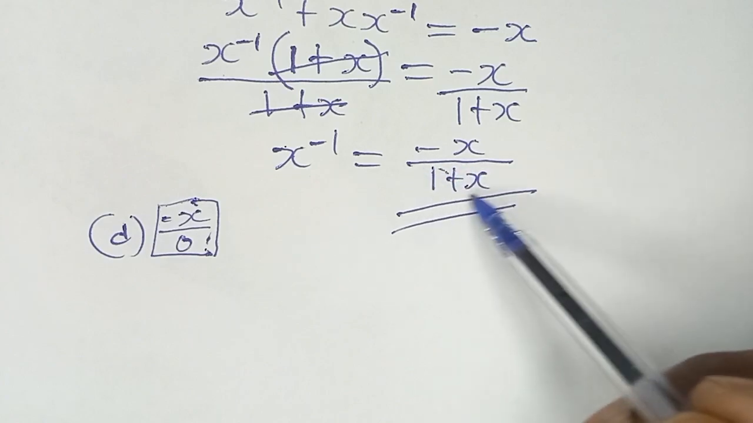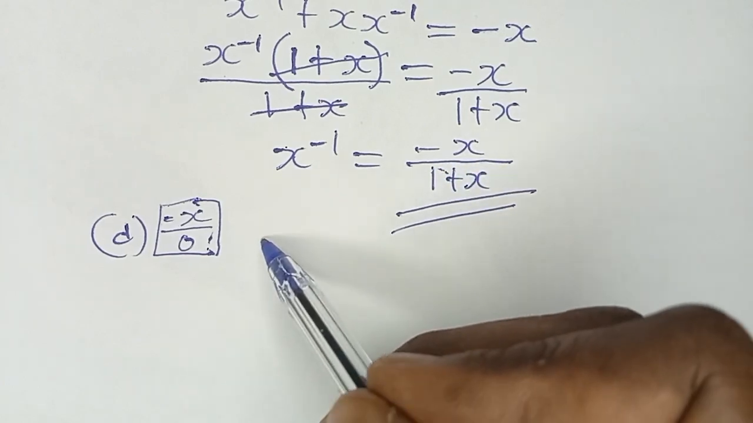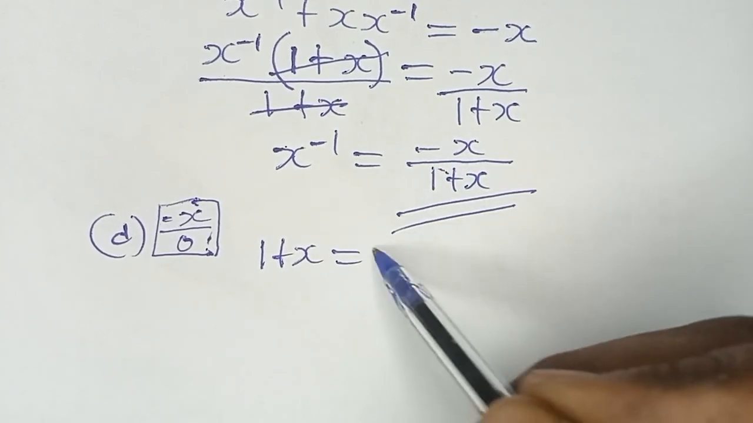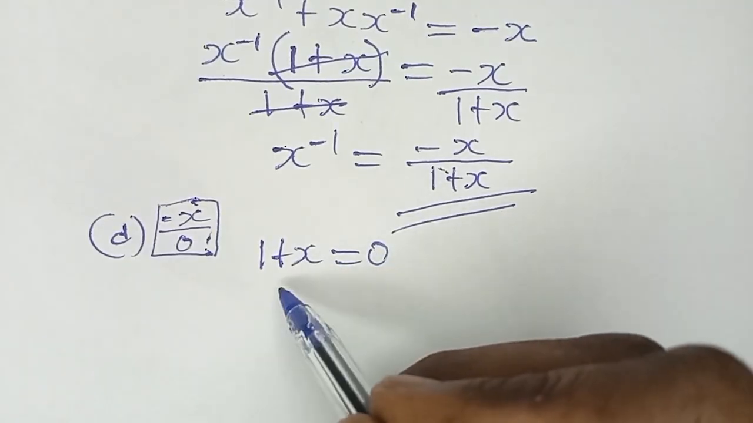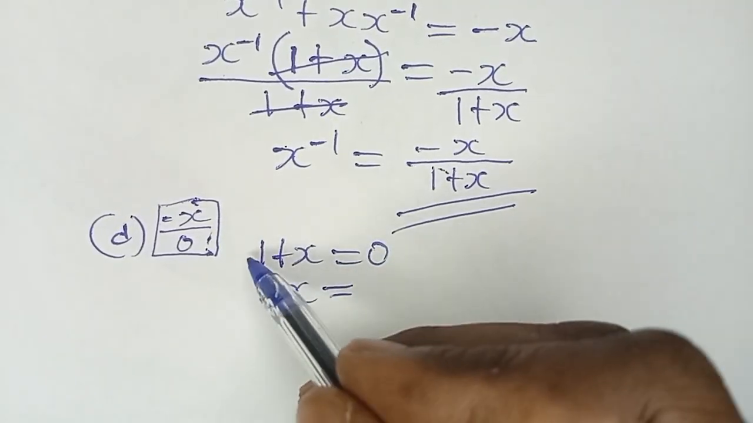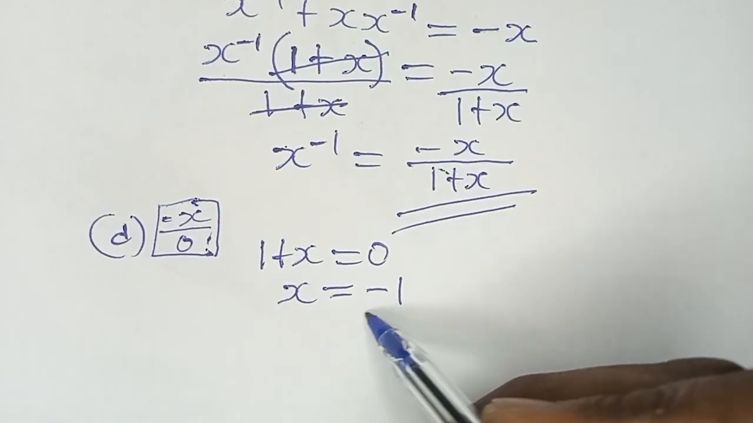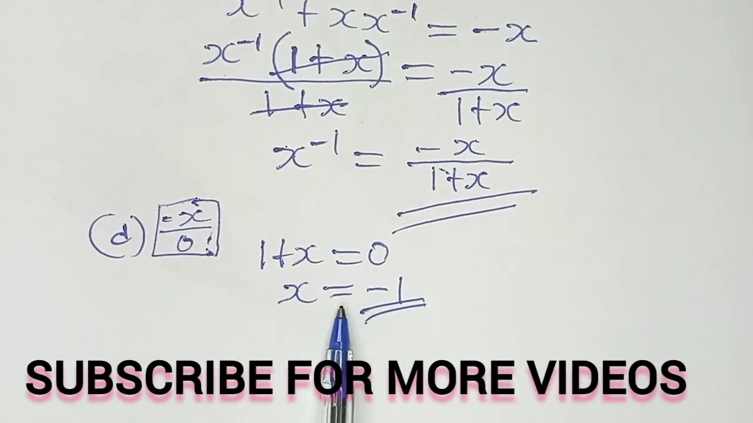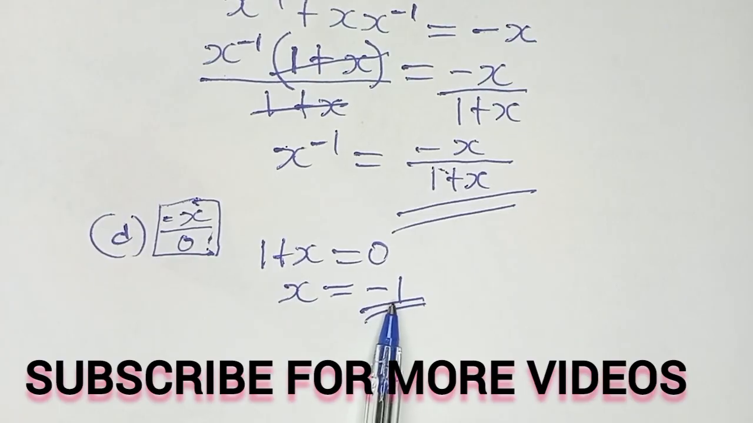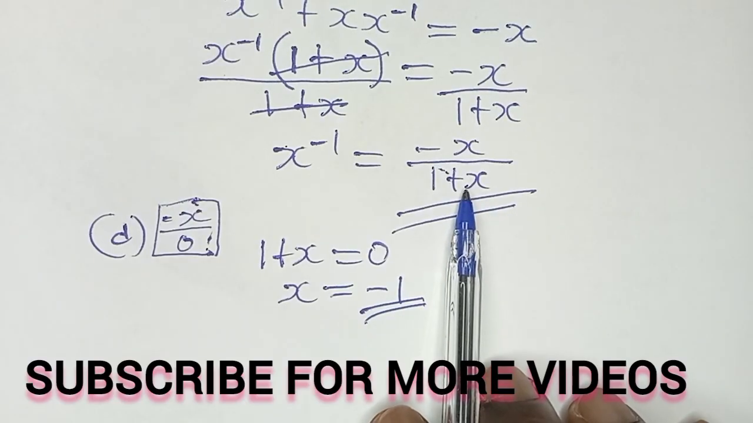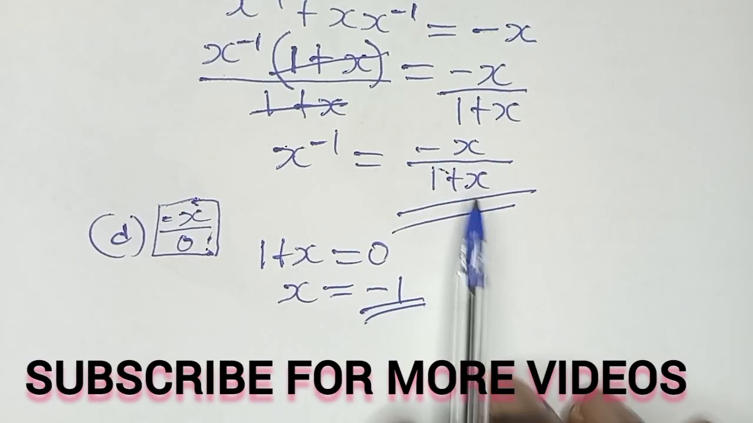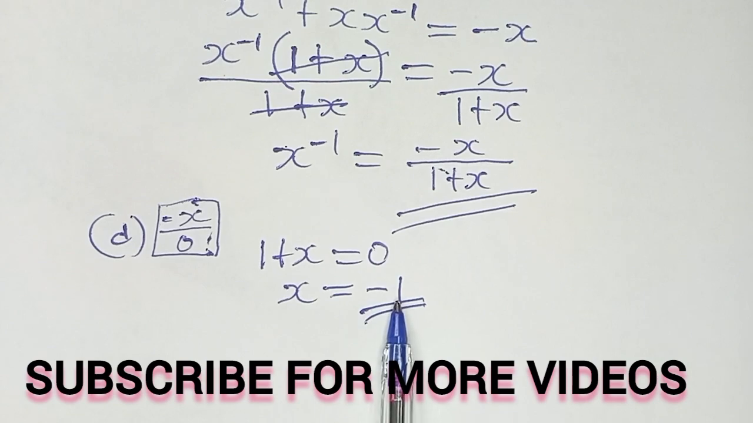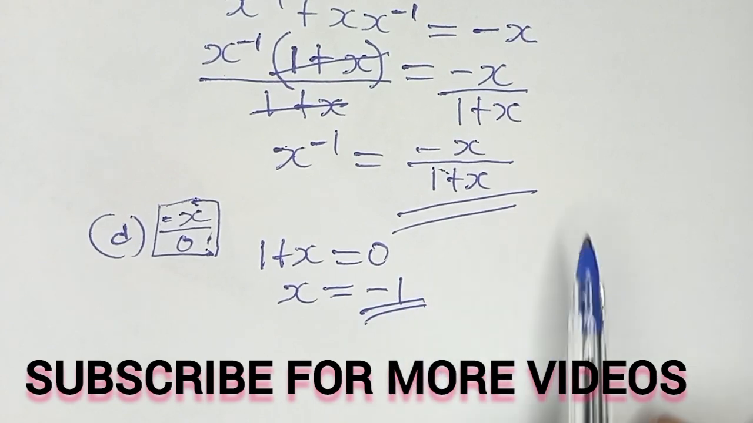So in order to do that, just simply equate the denominator to 0. So I simply say 1 plus x is equal to 0. And from there, x will be equal to, when this positive 1 goes to that side, it becomes negative 1. So the element that has no inverse is negative 1, when x is negative 1. So this negative 1 has no inverse, because definitely it will make this inverse expression undefined. So negative 1 is the element that has no inverse. And that's the final answer.